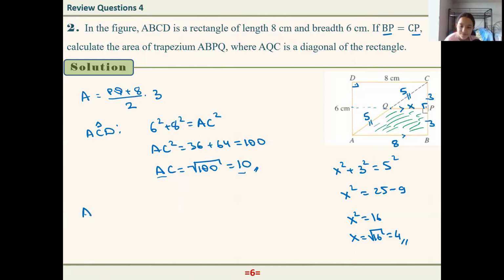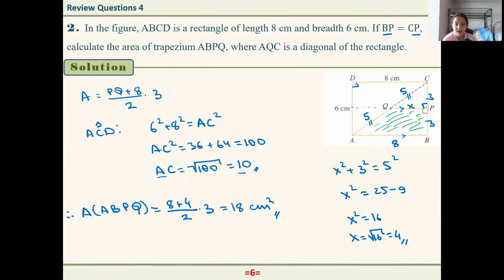Now, Shahina, we got x, right? Then the area of trapezium ABPQ is equal to the sum of the parallel sides, that is 8 plus x, which is 4, over 2 times height. 8 plus 4, 12. 12 divided by 2, 6 times 3, that is 18 square centimeters. Okay? Yeah. Very good.